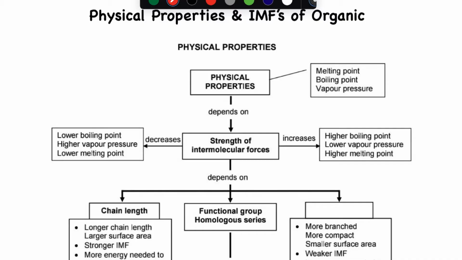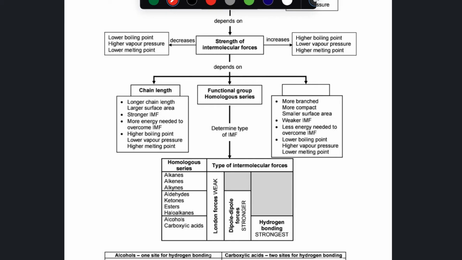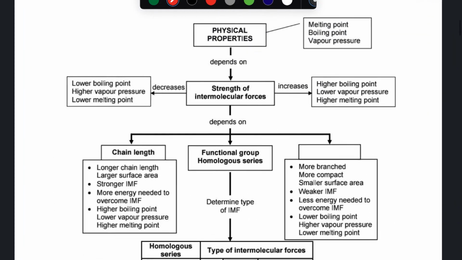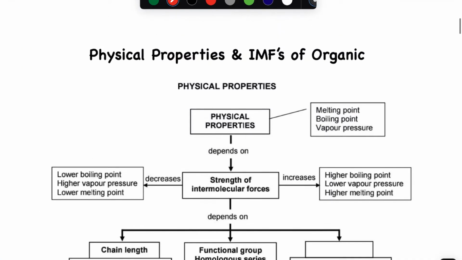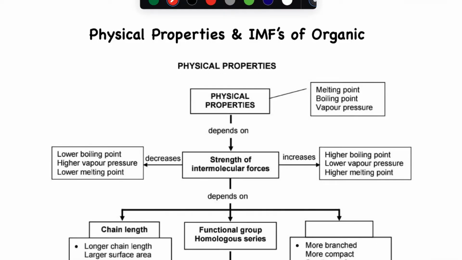Right. Now today we're going to look at organic chemistry. In organic chemistry, we're going to look at question 4, the last question of organic chemistry. We're going to look at physical properties and intermolecular forces of organic compounds, right? So the first thing that is important here: what are the physical properties? When we talk about the physical properties, there are 3 of them: the melting point, boiling point, and vapor pressure.